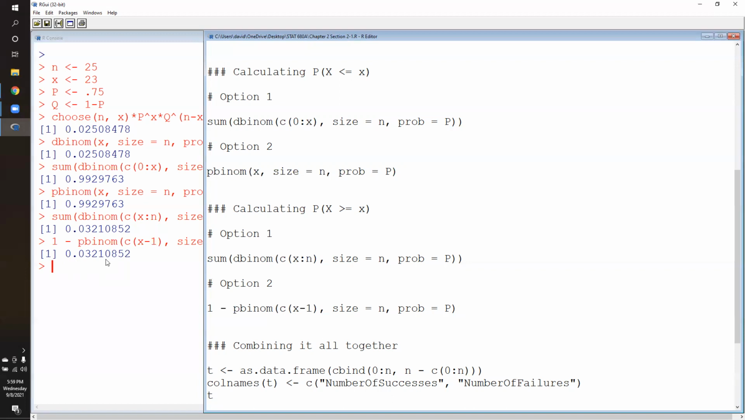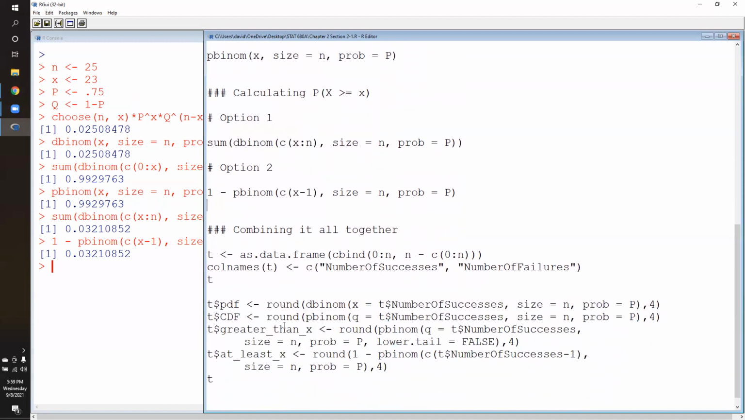Now, rather than having to think about what's the probability that X equals 23, and then someone says to me, what's the probability X equals 24, and so on and so forth, we can combine this all together. And so when we have a binomial type of problem, we could say, well, I know that the smallest number of successes I could have would be 0. And the largest number of successes I could have would be the number of trials, in our case, 25.